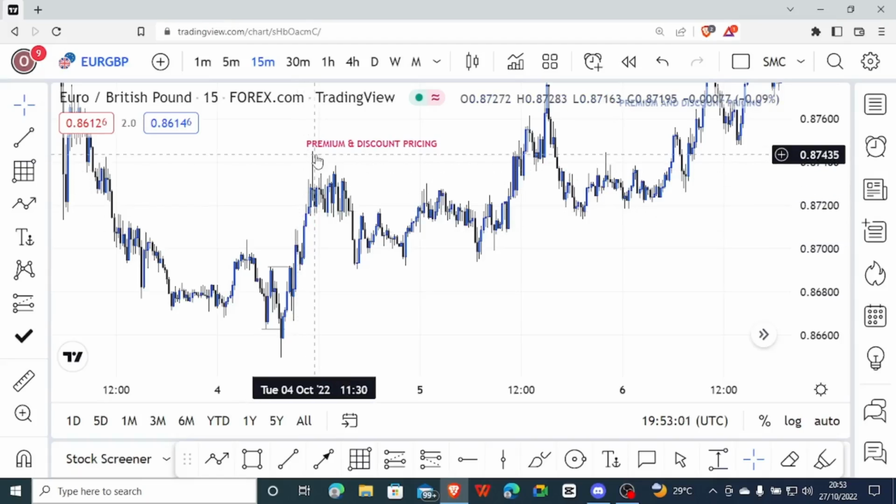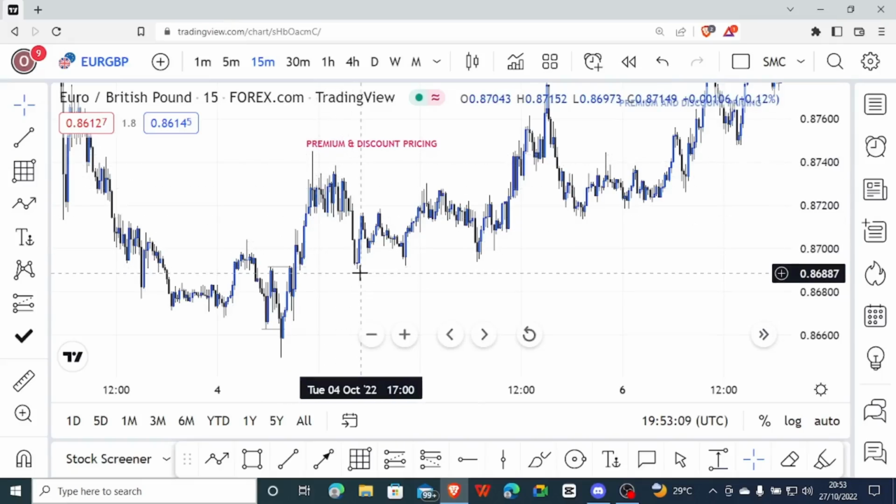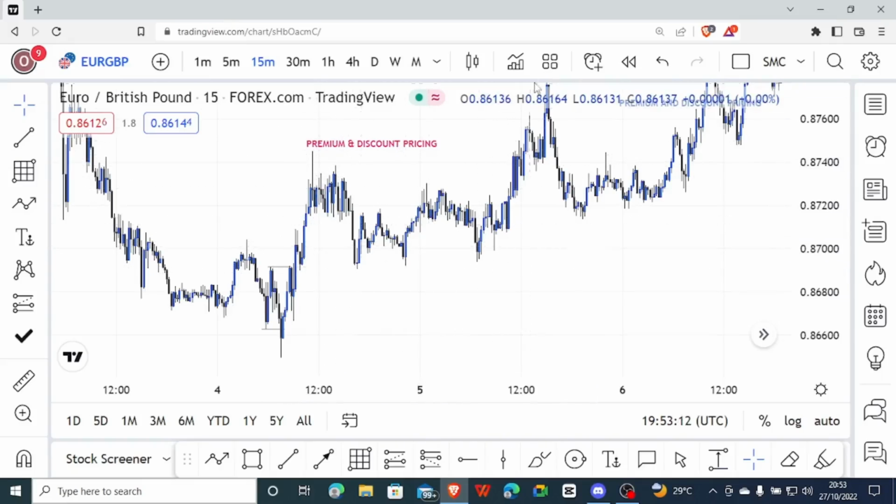Now what are you expected to see? Well, you want to see your 1 2 3 pattern, meaning that this is 1. This is your high, and this is your retracement 2, and this is your new high, which is 3. So you have the 1 2 3 pattern.